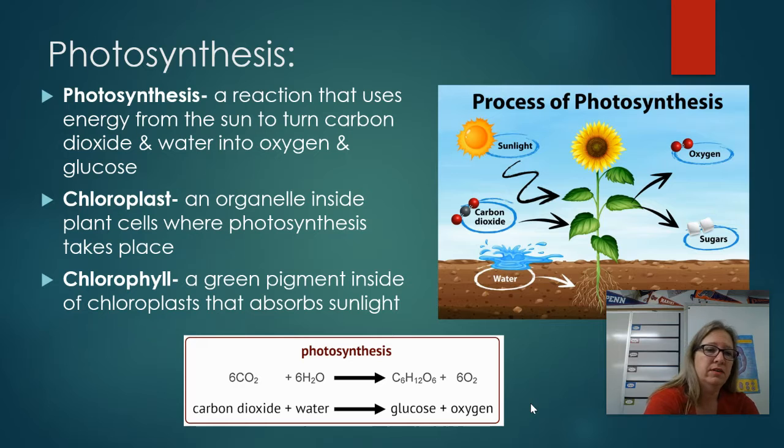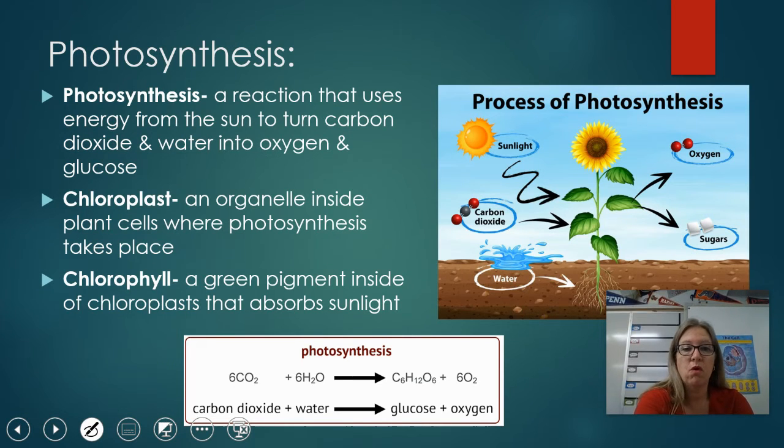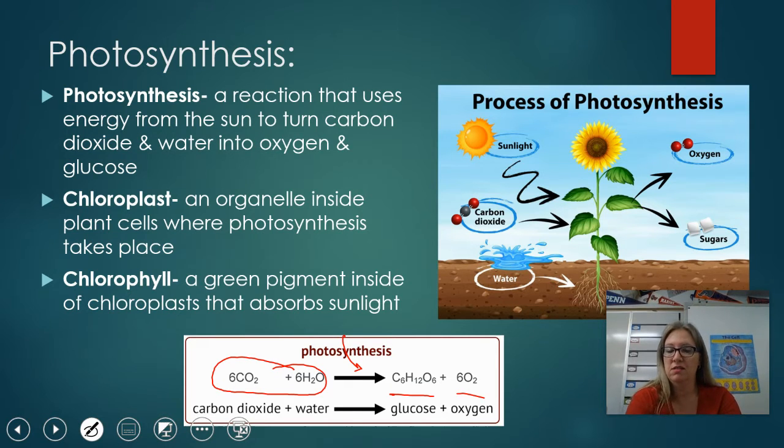The raw materials of photosynthesis are carbon dioxide and water. This is why we have to water plants. And the products, after the sunlight comes in right here and alters everything, we get glucose and oxygen. This is why plants are useful to humans, because they release the oxygen that we breathe. We exhale the carbon dioxide that they want. They exhale the oxygen that we want.